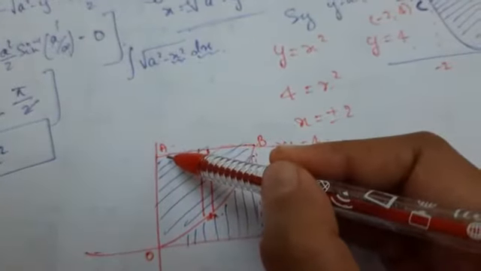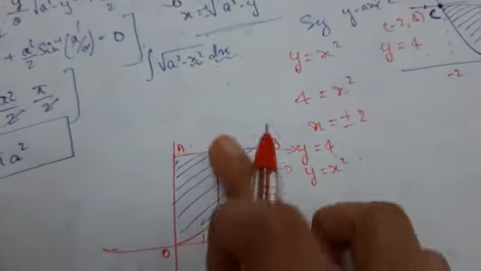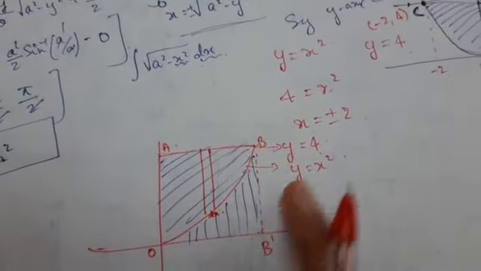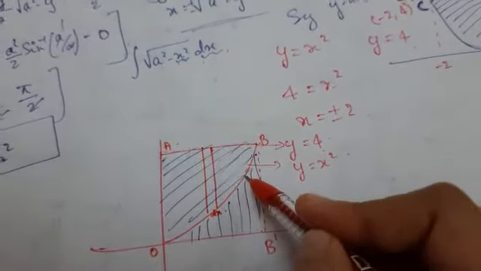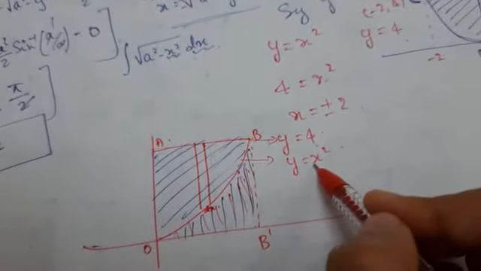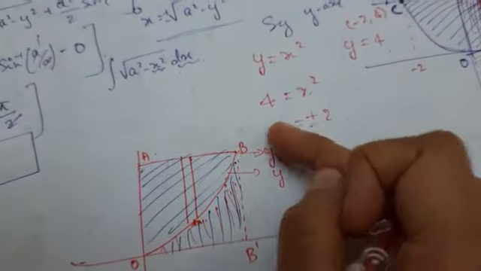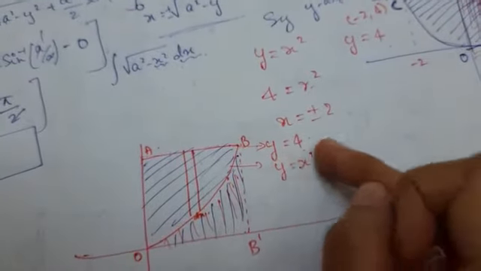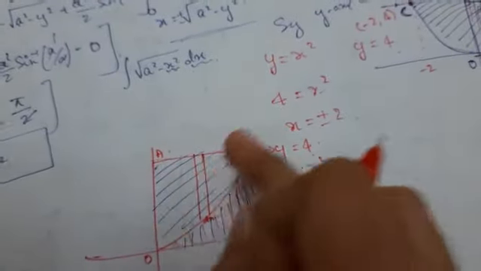So what and all the area comes under this line? This whole region comes under the line y is equal to 4. And what region comes under this curve? This region comes under the curve y is equal to x square. So suppose now if I subtract the area of this one from this area, then we are going to get this complete area.